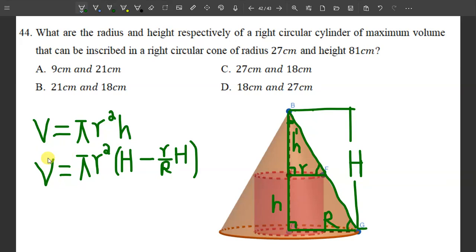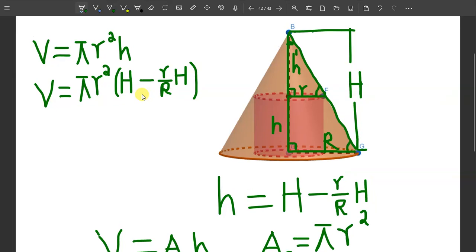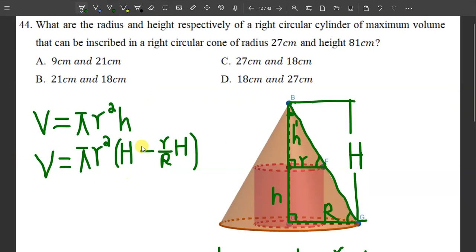and therefore the volume V of this circular cylinder is pi r square times h. And since our h is equal to capital H minus capital H over capital R times r, let us replace small h by this expression and then differentiate this with respect to r. Find the derivative of this volume with respect to r, and the result will be as follows.